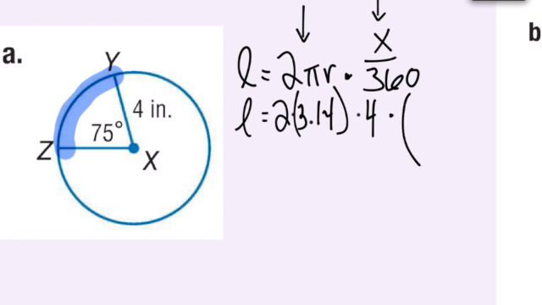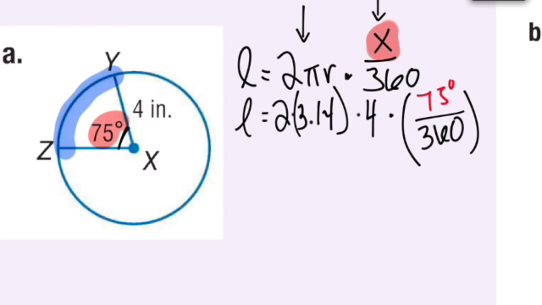And then times, now I need to find what's that angle x, right? What's that angle that's going to go right up here? Yep, it's going to be 75. So we've got 75 degrees over 360. Okay, and we know it's 75 because this angle is the angle measurement that covers the arc that we want. Okay, perfect.